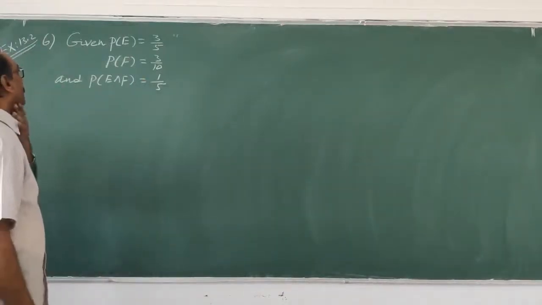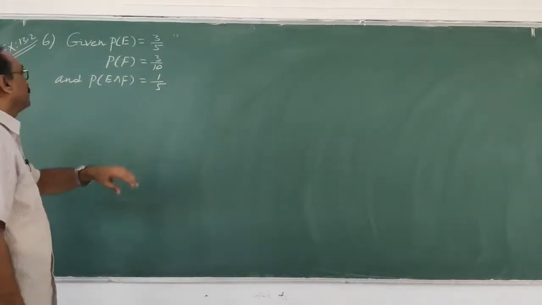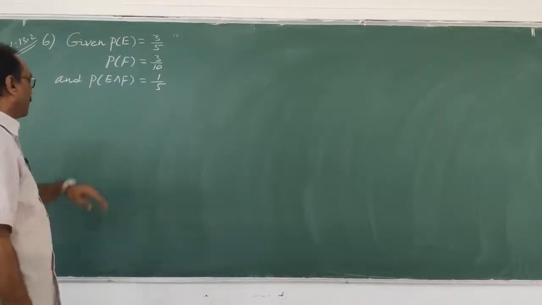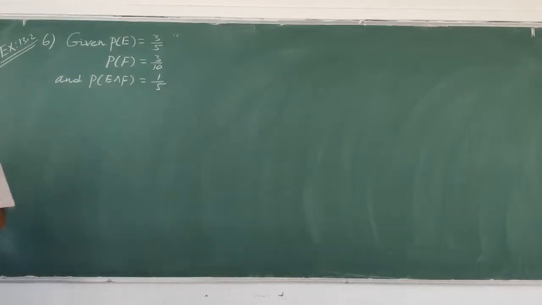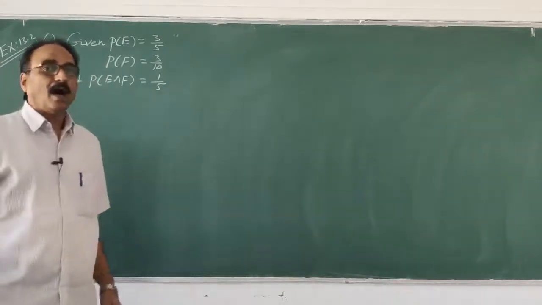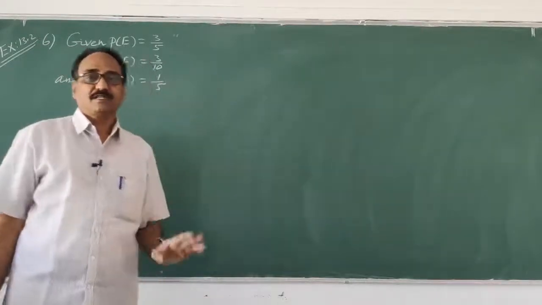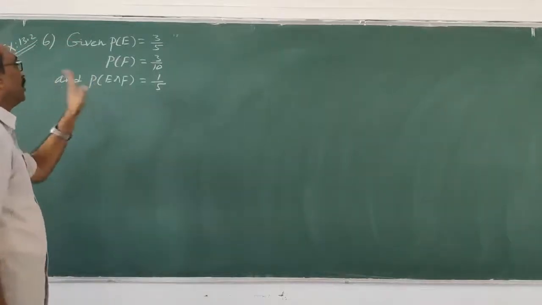So now today, continuing that topic, we are going to do exercise 13.2, problem number 6. Given P of E is equal to 3 by 5, P of F is equal to 3 by 10, and P of E intersection F is equal to 1 by 5. What is being asked? Are E and F independent or not? We have to say whether these two are independent or not.